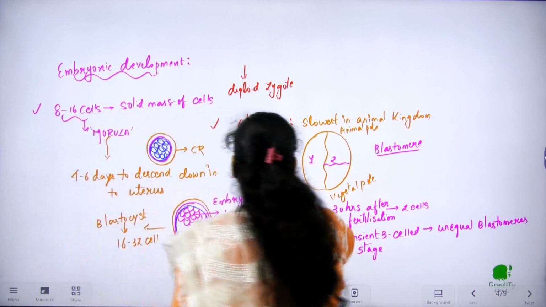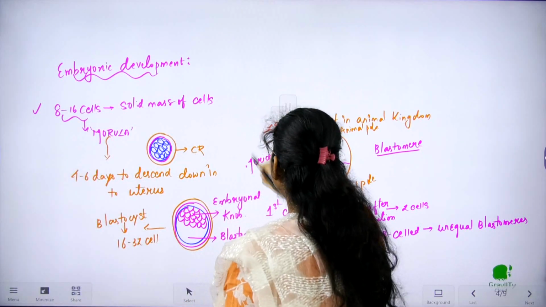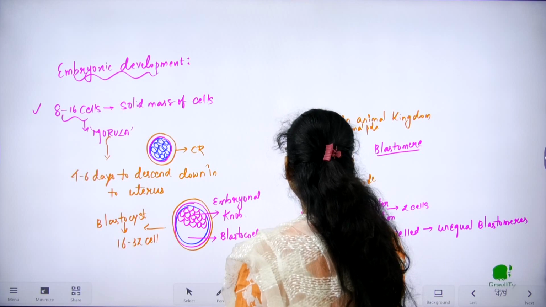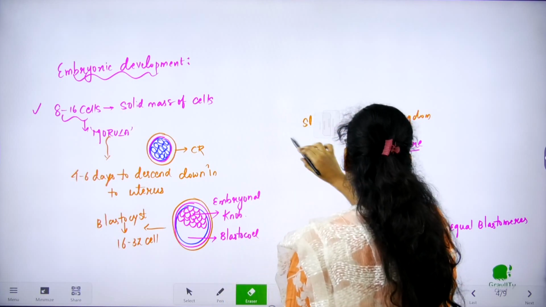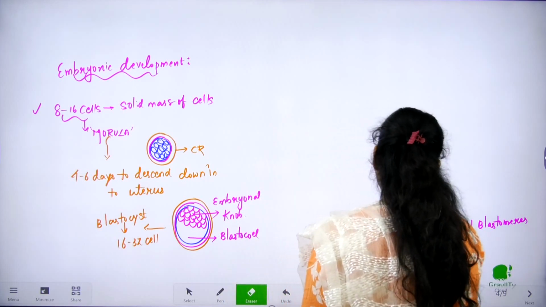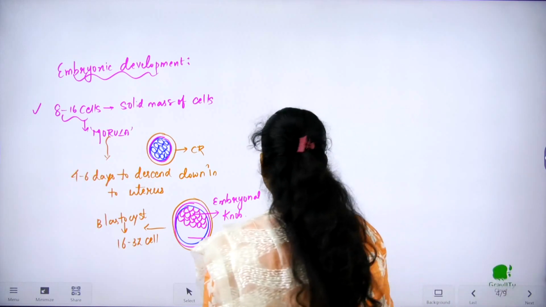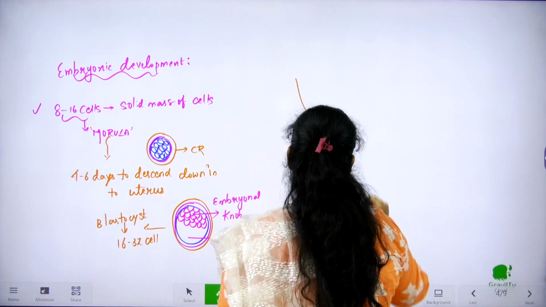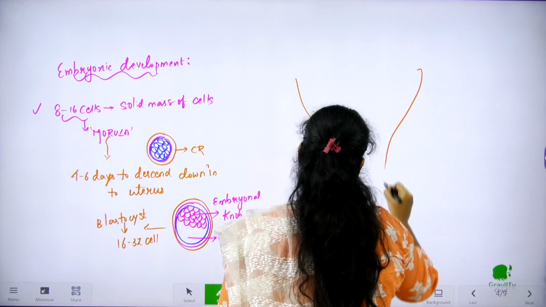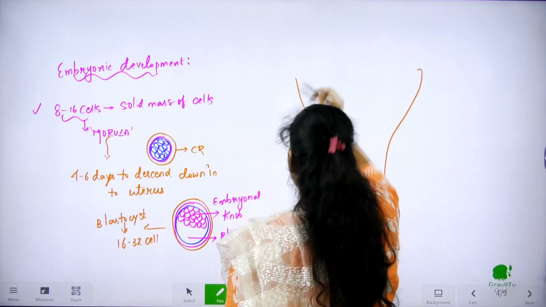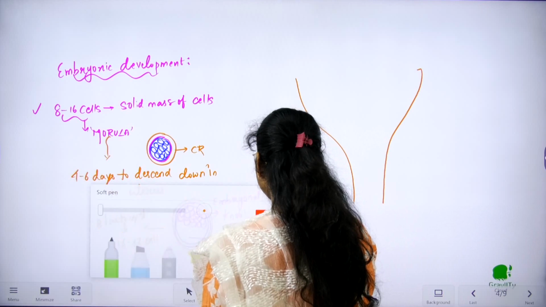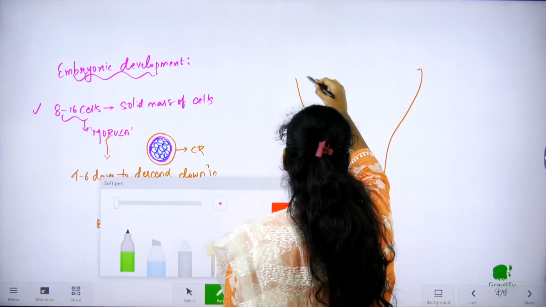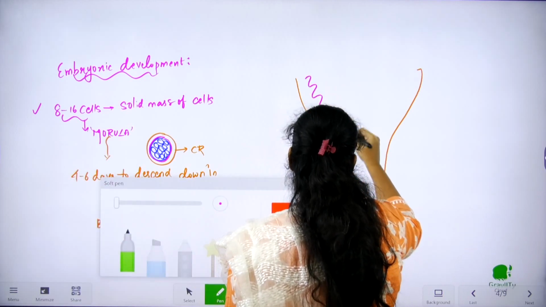It has to attach to the wall of the uterus. Which wall? It has to attach to the inner layer of the uterus, that is endometrium. Yes, if we take uterus, that becomes the endometrium of uterus.